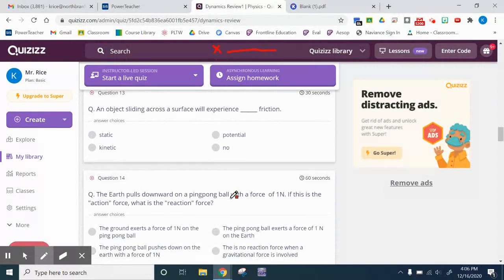An object sliding across a surface will experience blank friction. If it's sliding, well, that means it's moving, and then we're talking about kinetic friction.